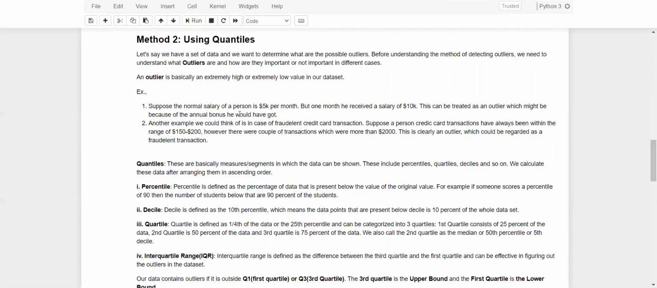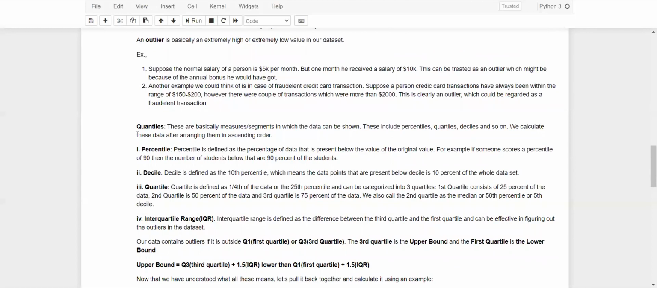But the thing that we need to keep in mind here is some outliers are used to determine some important conclusions. So all the time we can't ignore, or we can't just strike out the outliers. In some cases, it can be used to conclude some important things. So in the case of a fraudulent credit card transaction, the outlier can be used to determine whether a particular transaction was fraudulent or not, which is very important. So this was about a few examples, and then let's go ahead and see what quantiles means.